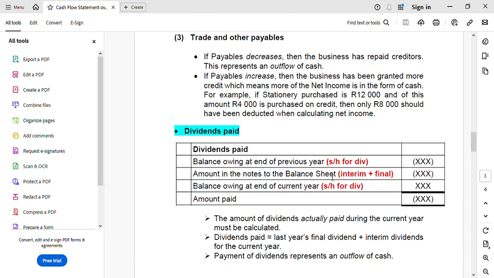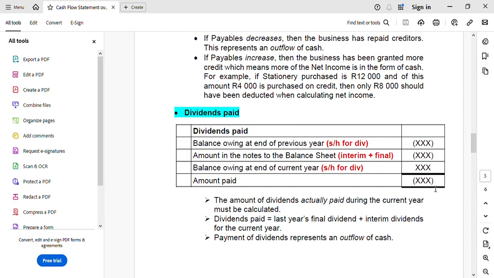If you go to your retained income note in the balance sheet, you have an amount for dividends there, which is actually your total dividend for this year. In other words, it's your interim plus final dividend, and that represents what we should have paid. So you've put that figure in brackets. But at the end of the year, you won't have paid that final dividend yet, because that will also only have been declared. So you look at your shareholders for dividends, and that will not yet have been paid, so therefore it's a positive figure.